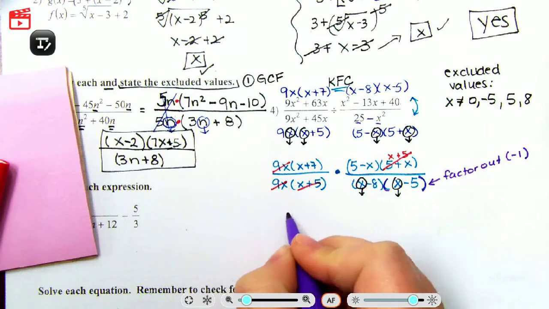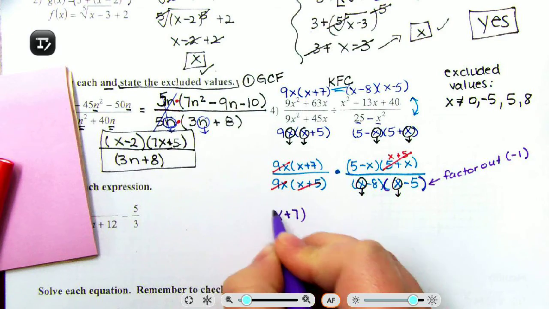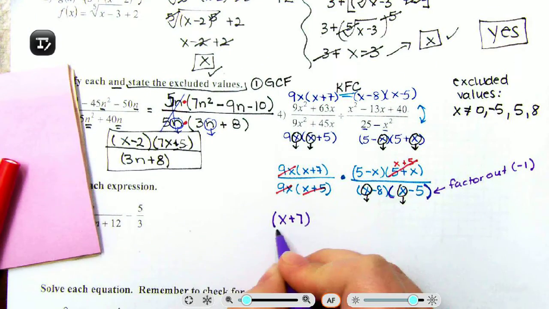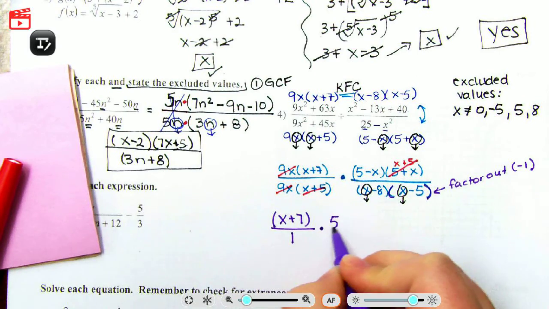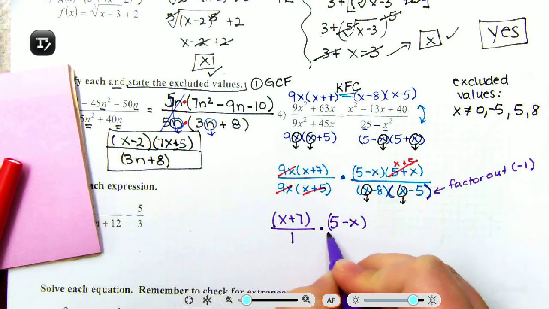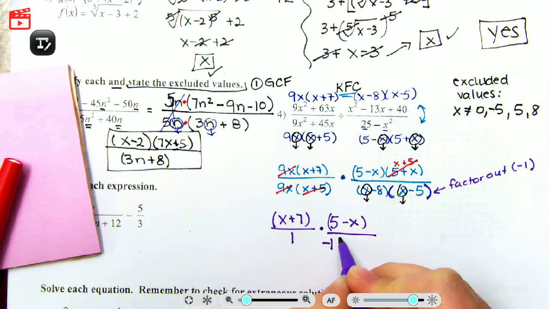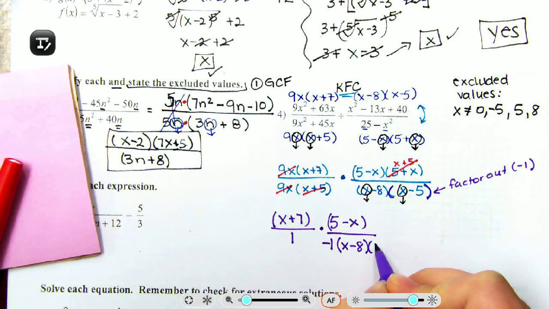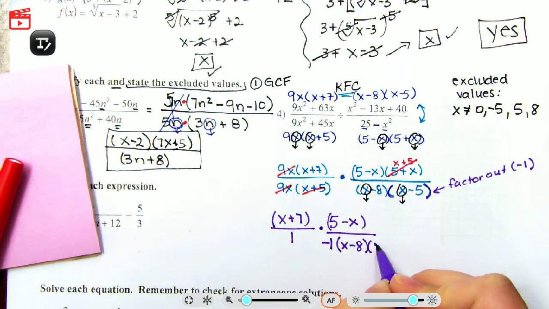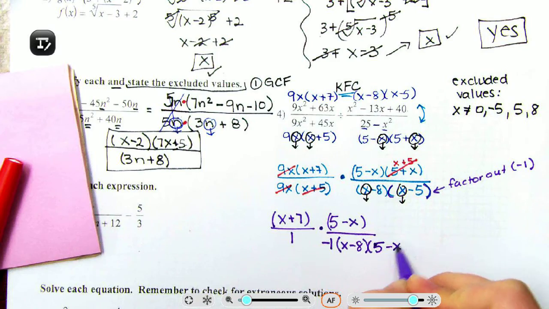So what I have left over is x plus 7. I don't have anything in the denominator, so I'm just going to write a 1 for right now. And then I have 5 minus x. I'm going to factor out a negative 1. I have x minus 8, and now I have negative x, or I'm going to flip it as well, so I have 5 minus x.